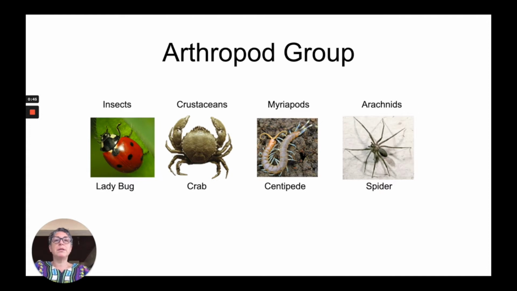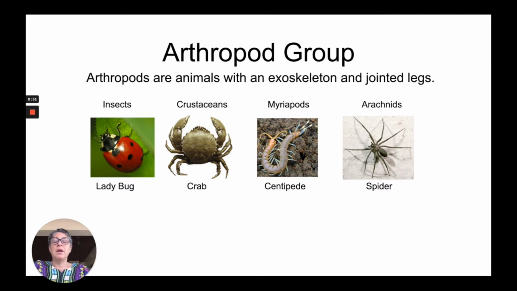The arthropods are a specific group within the animal kingdom that would be classified as an arthropod because they have an exoskeleton and they have jointed legs. That means their legs can bend. So we have four categories or four classes of arthropods that all have in common an exoskeleton and jointed legs. These are broken up, like I said, into four groups: insects, crustaceans, myriapods, and arachnids.